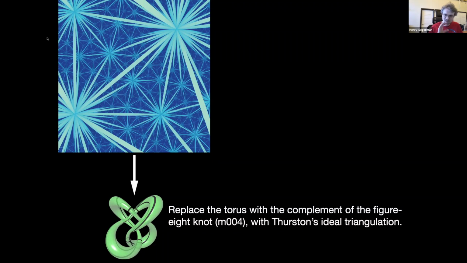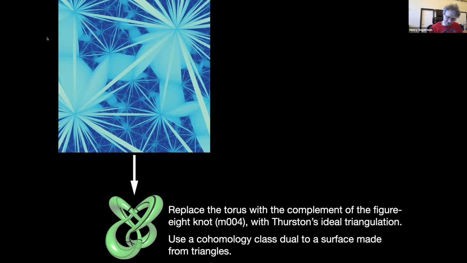I need to replace the blue circle with something. I'm going to replace it with a cohomology class dual to a surface. And the surface is going to be made from triangles of my triangulation. This is only one copy of the surface, one elevation of the surface. There really should be lots and lots of copies of the surface, but you wouldn't be able to see much if I drew them all in. So I'm just drawing one connected component of it.